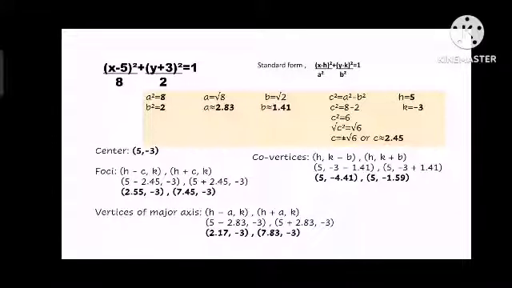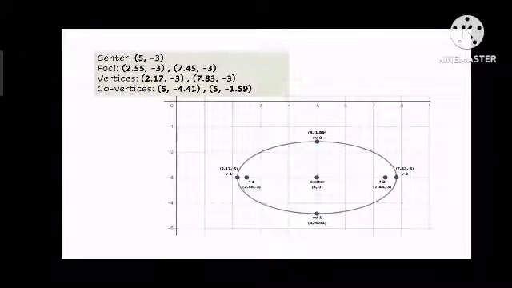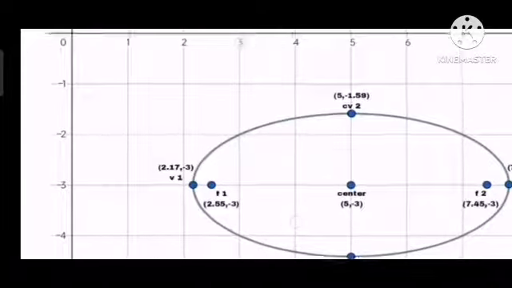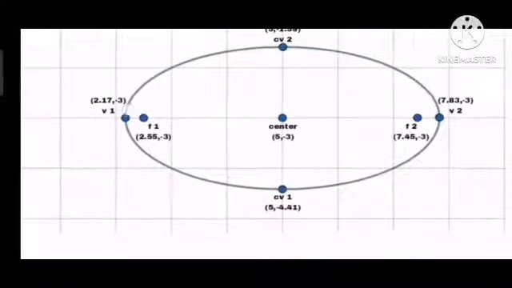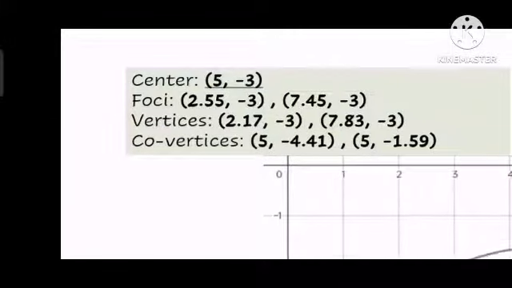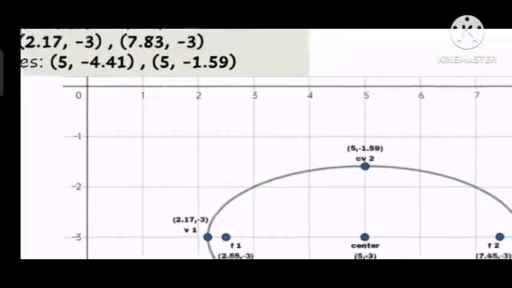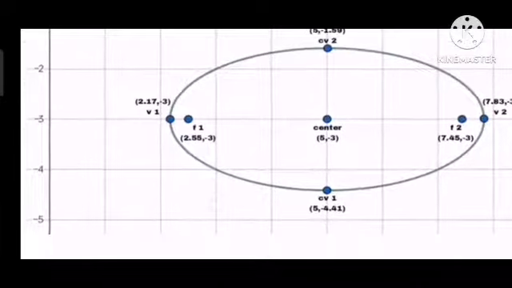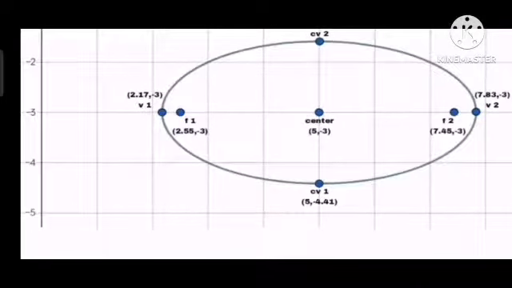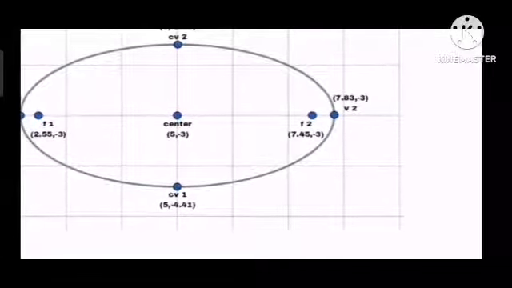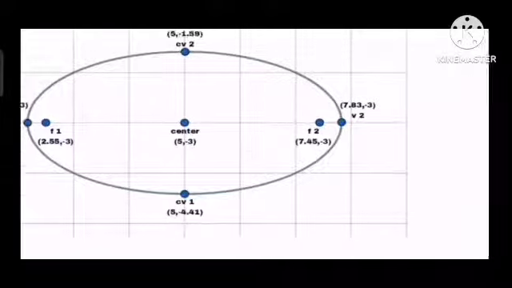And now, since we have already gotten the center, foci, vertices, and co-vertices of the equation, we are ready to graph it. So, here. The center is (5, negative 3). So, we have the center. Next, we have the foci of (2.55, negative 3). So, focus 1, we have (2.55, negative 3), and focus 2, we have (7.45, negative 3).